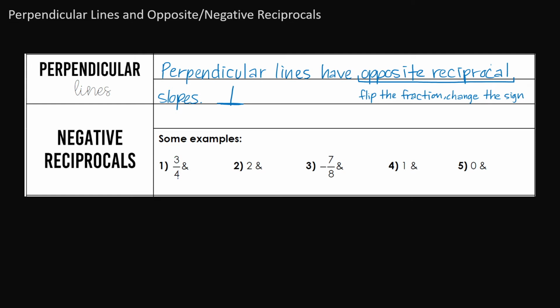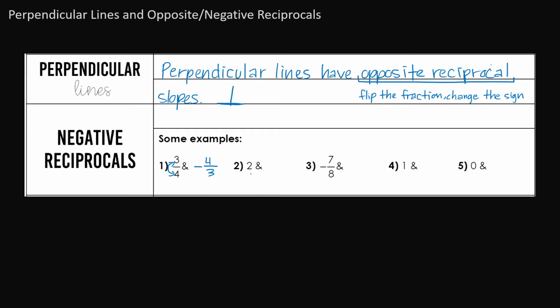The number 3/4, the opposite or negative reciprocal of that, well, we're going to change the sign, and then we're going to flip this fraction over. So that becomes -4/3. -4/3 and 3/4 are opposite reciprocals.